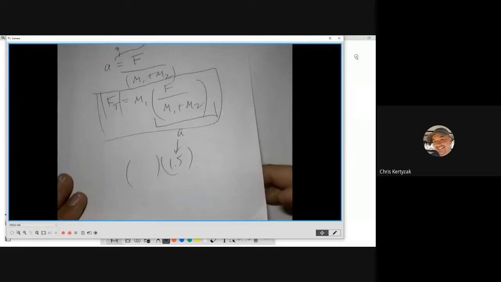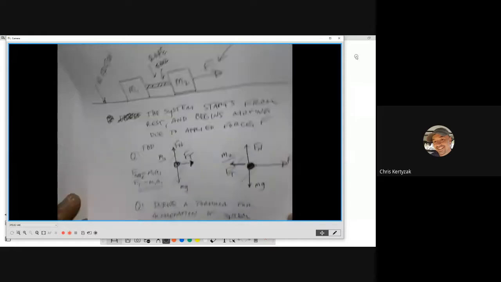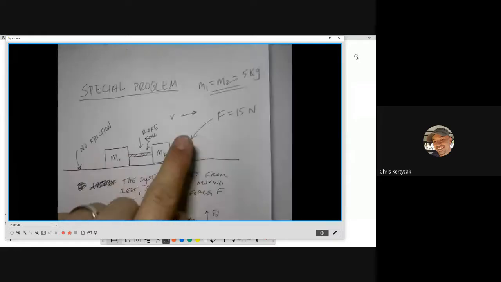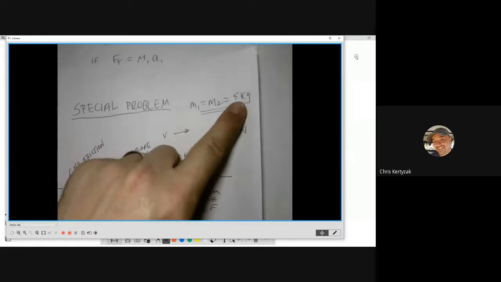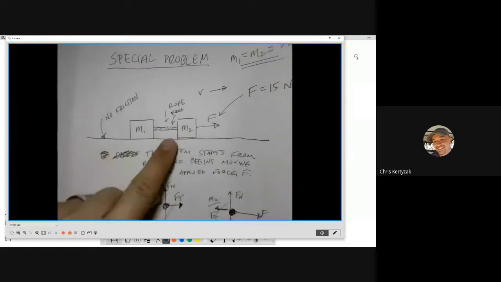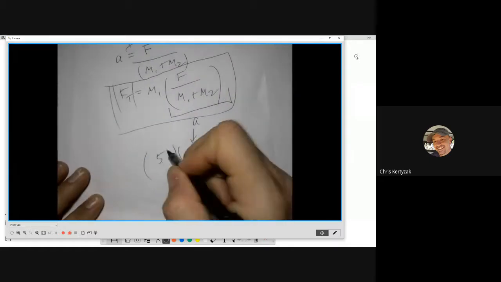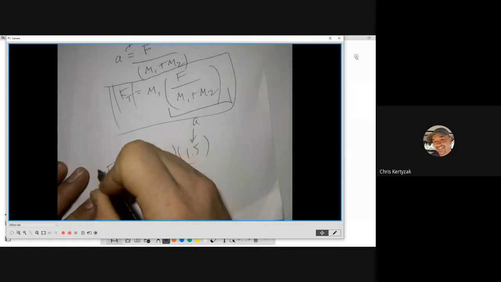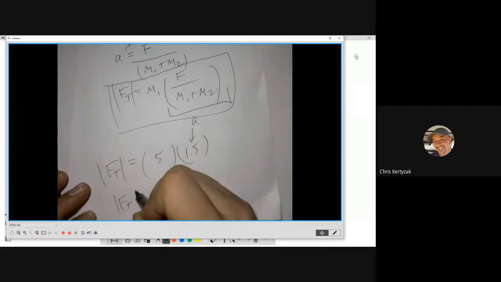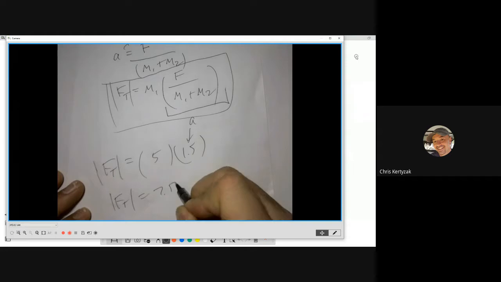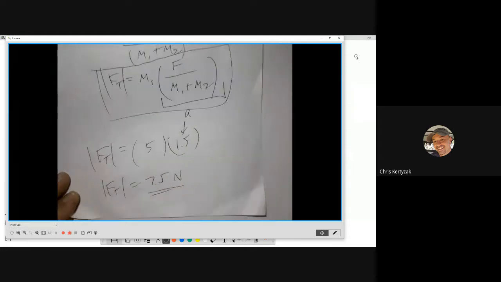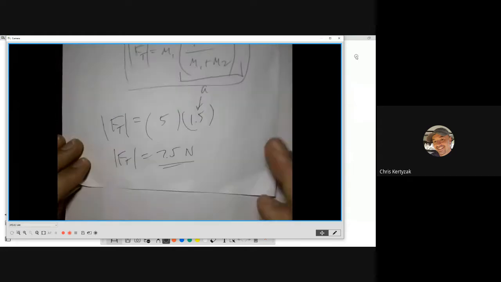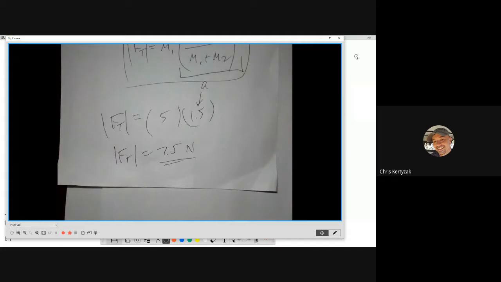Times what is his mass? This original guy that was hanging out in the back. Well, I had said in this example, they're both 5 kilograms. So that's 5, so tension is 1.5 times 5. That means the total tension in the rope should be in magnitude equal to 7.5 newtons. So that's how that goes numerically.